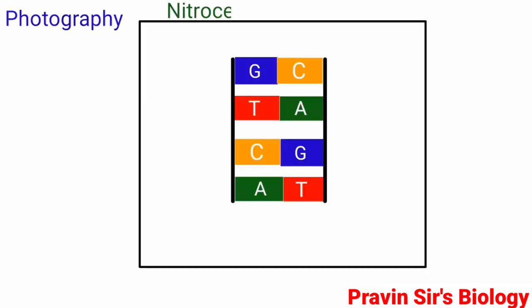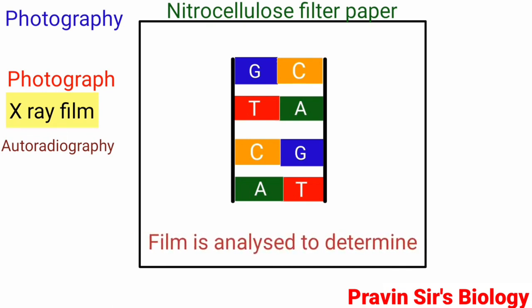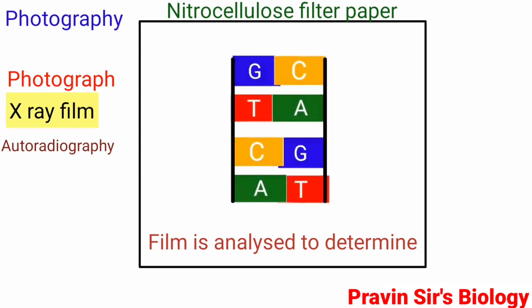Photography. The nitrocellulose filter paper is photographed on an X-ray film by autoradiography. The film is analyzed to determine the presence of hybrid DNA.